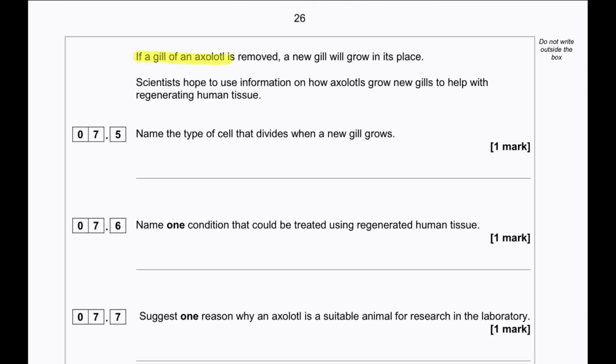If a gill of an axolotl is removed, a new gill will grow in its place. Scientists hope to use information on how axolotl grow new gills to help with regenerating human tissue. Name the type of cell that divides when a new gill grows. So, to grow a new gill, the axolotl may need to divide its stem cells.